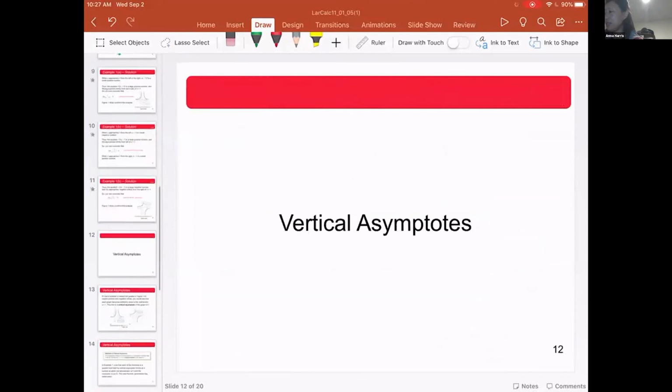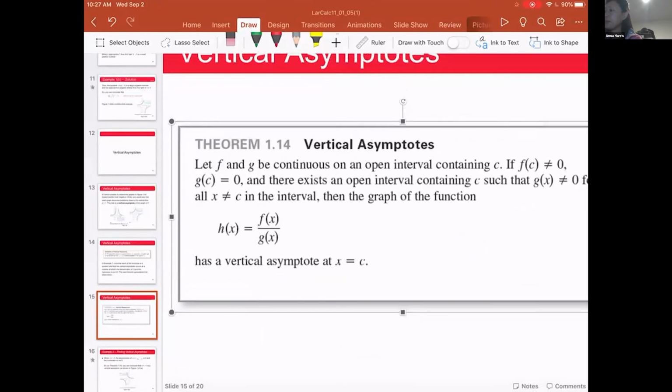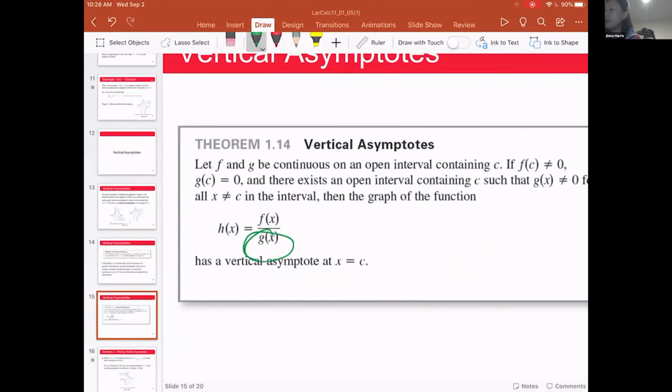Very good, very good. Now, vertical asymptote. A vertical asymptote means you have a rational function, which means you have a numerator polynomial and a denominator polynomial, okay? And if your denominator goes to 0, then you get a vertical asymptote. Like this problem. So you set the denominator equal to 0 and figure out what x number that is. That x number is your vertical asymptote.